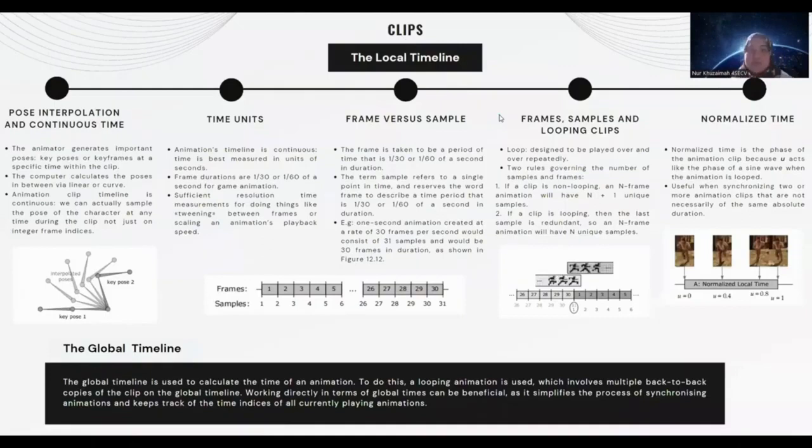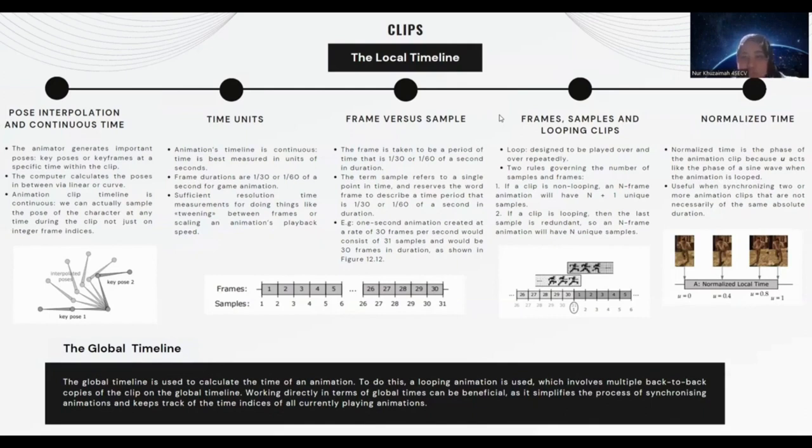Lastly is the clips. There are two clocks, the local timeline and the global timeline. So what is pose interpolation actually? The animator generates clips that have two poses, like key poses or keyframes. The time unit is basically measured in seconds. So what are the frame and the sample? A frame is taken to be a period of time, while a sample, for example, refers to a single point in time.